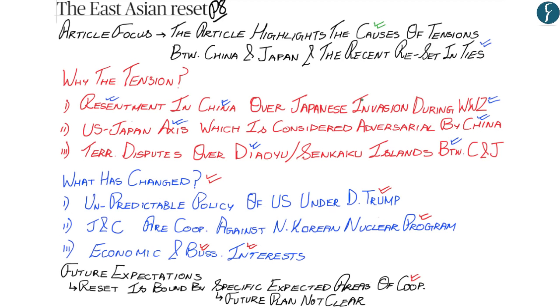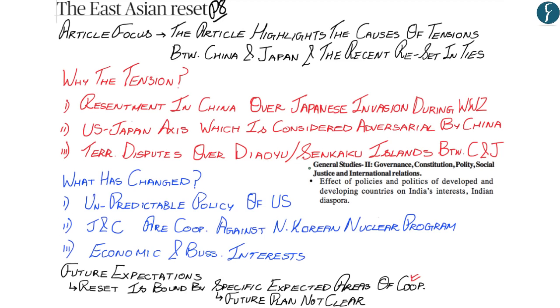Now in terms of your UPSC syllabus, this article and the explanation given in this section would be placed in GS paper 2 in the international relations section, more specifically, effect of politics of developed and developing countries on India's interest, wherein the recent reset of ties between Japan and China can be seen as a barometer of the recent reset of ties between India and China, as seen during the Wuhan summit. And so now with this, we move on to the next article.